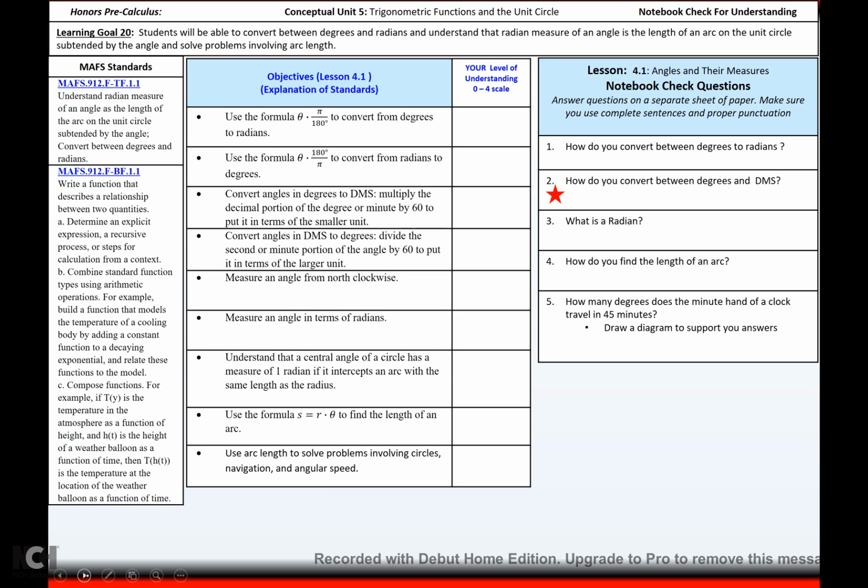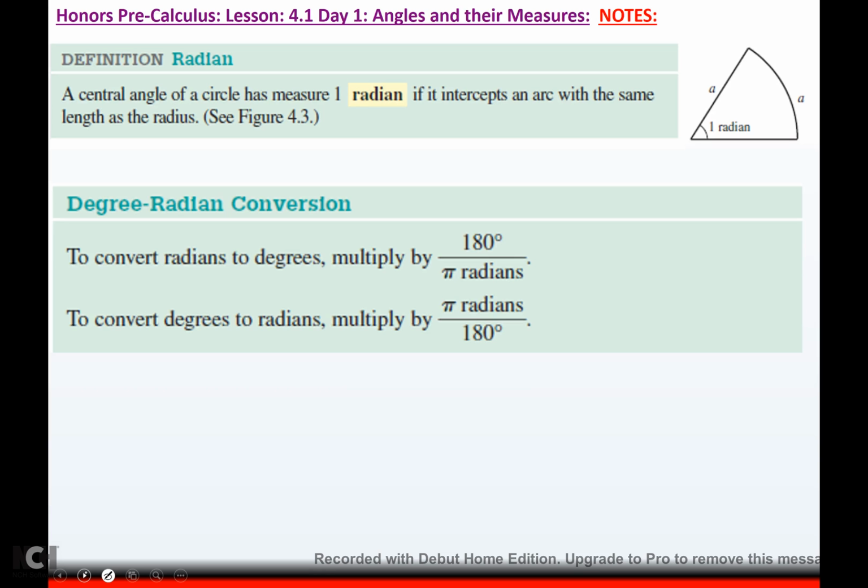Alright, so how do you convert between degrees and DMS? Write the conversions. 1 degree equals 60 minutes. 1 minute equals 60 seconds. Okay, you use your conversions.